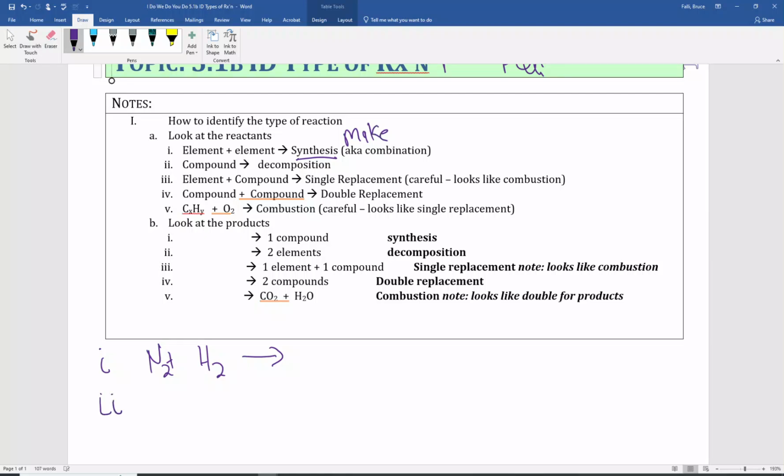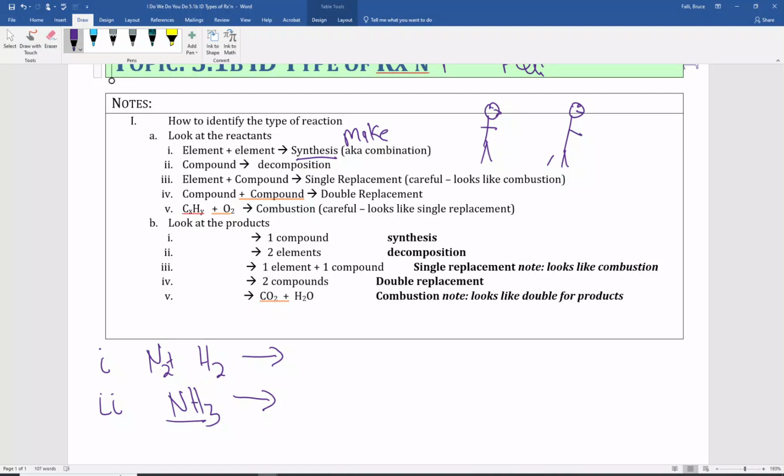For part 2, if I had a compound that decomposes, I might have something like NH3 decomposes. So one compound, notice it's just one thing. Decomposition means falling apart. I like to think of them as zombies. Remember the zombies? And as they chase after you, their arm falls off, right? Still chasing brains. I guess they don't smile, but you get the idea.